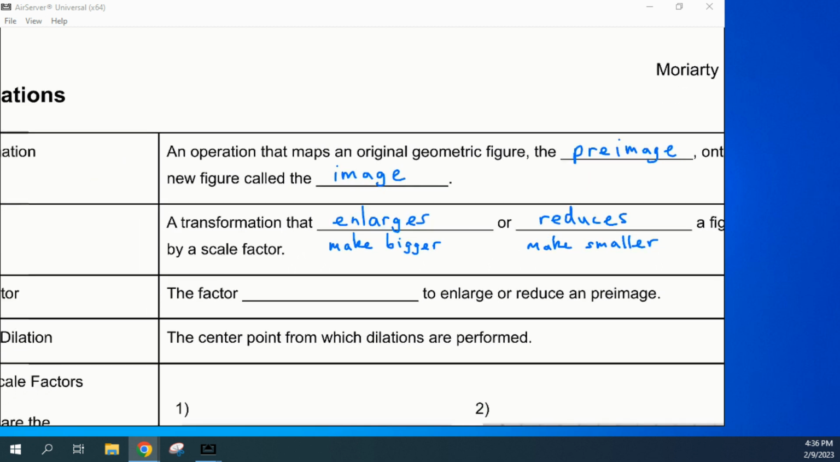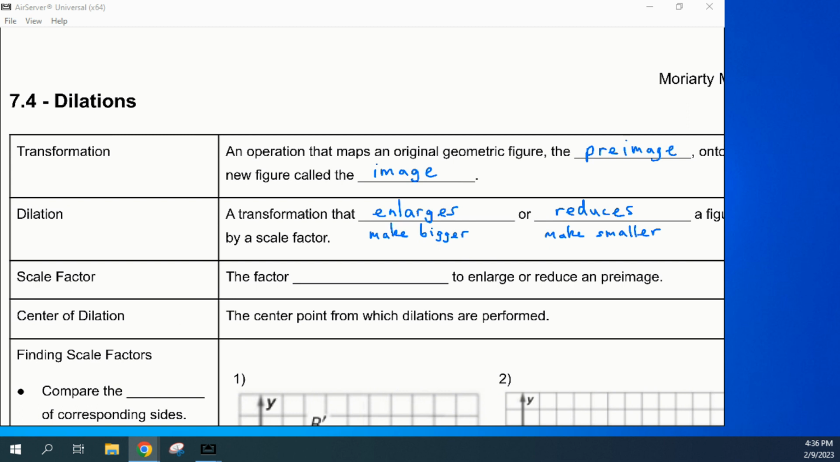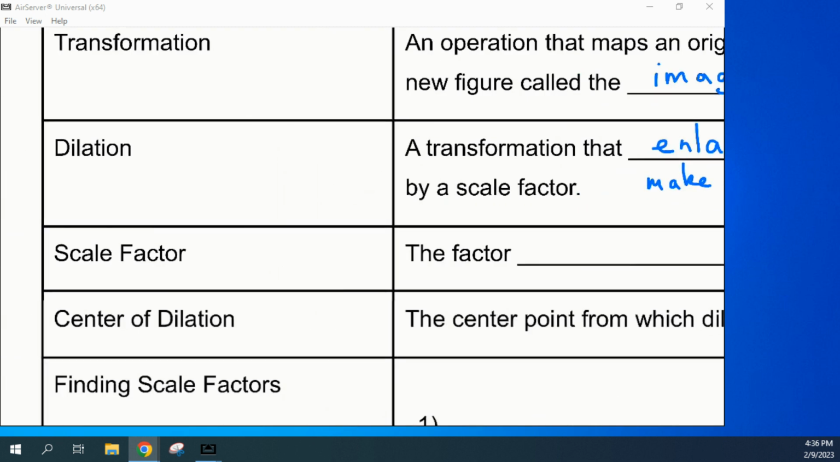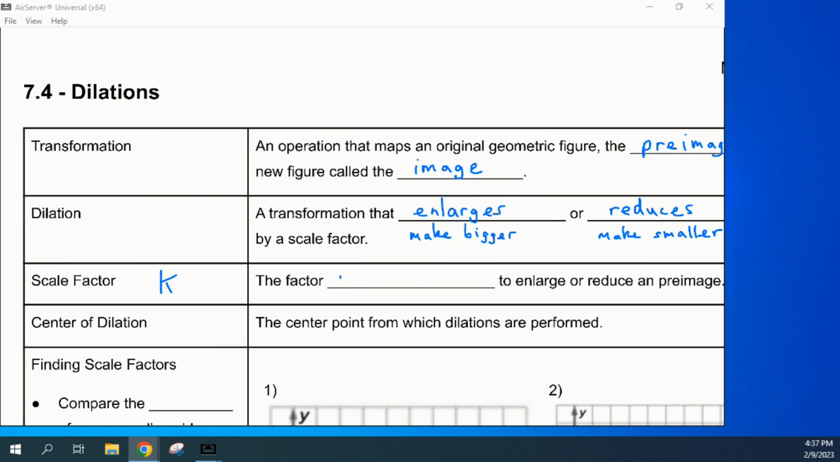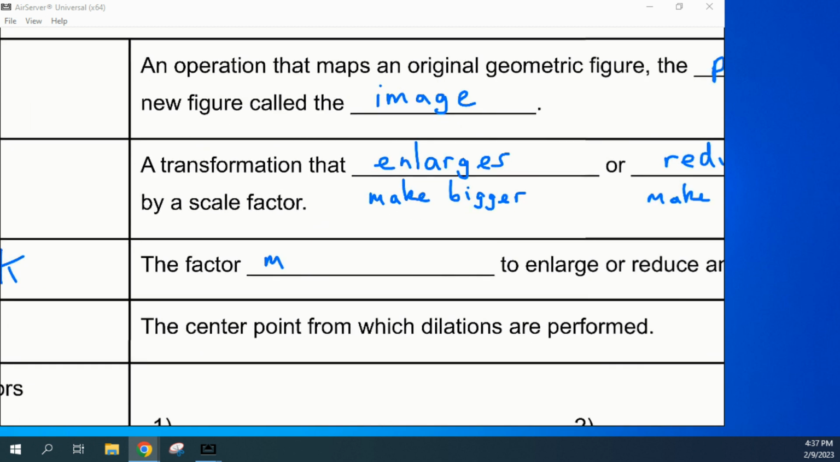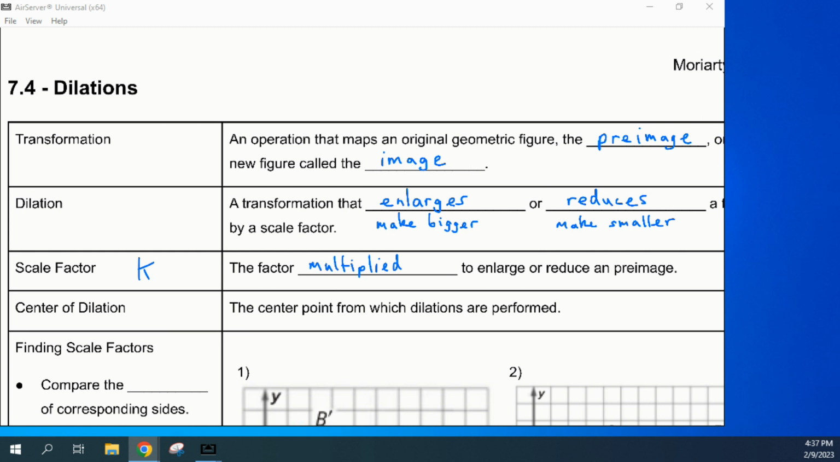So this scale factor is a really important part of this because it tells us how big or how small we are going to be changing these pre-images. A scale factor has the word factor in it, and if you think about what factor means, that's a number in a multiplication problem. So we're going to be multiplying these ordered pairs by a scale factor. We do use a variable for scale factor. That variable is the variable k. I'm not good at drawing k's. It's a k, trust me. It's going to be the factor multiplied to enlarge or reduce a pre-image. And I'll tell you, based off of the scale factor, when we get to it, what to expect when we do that.